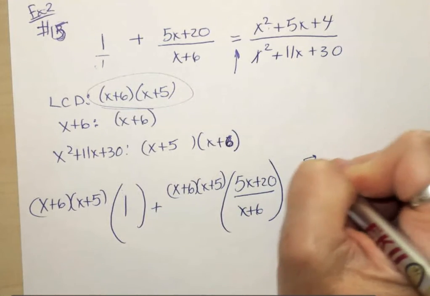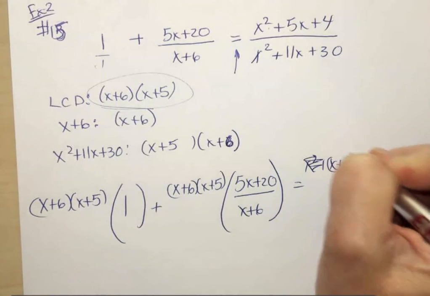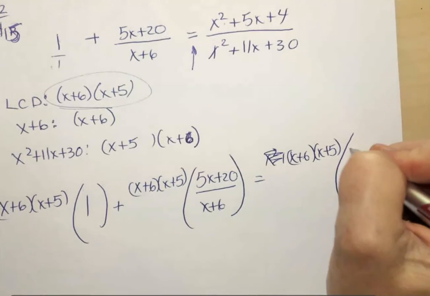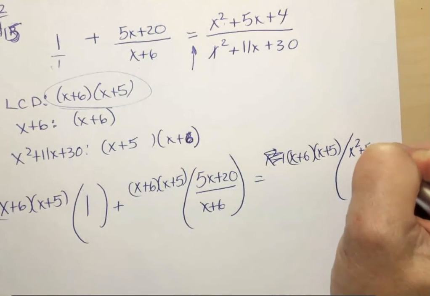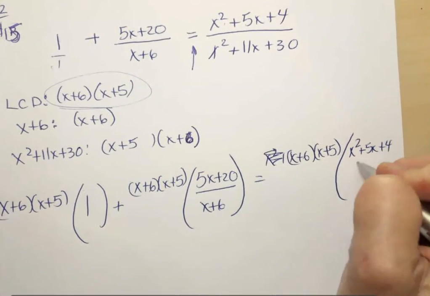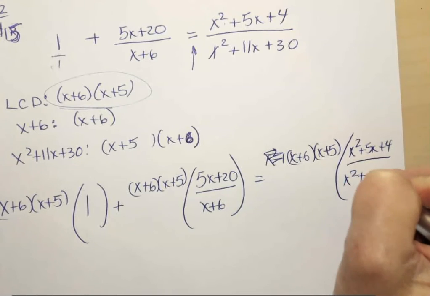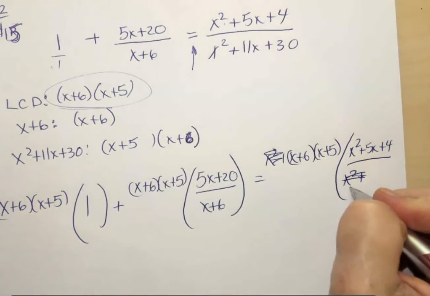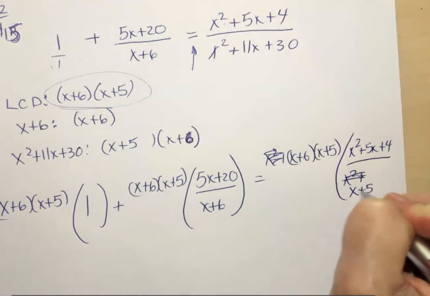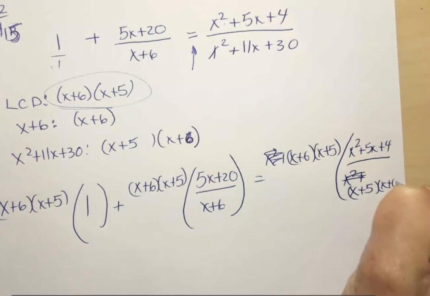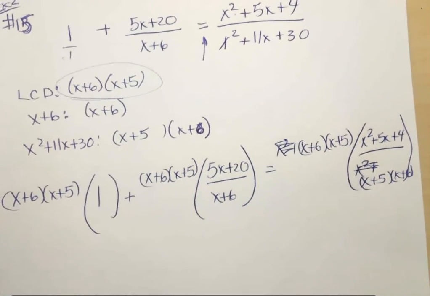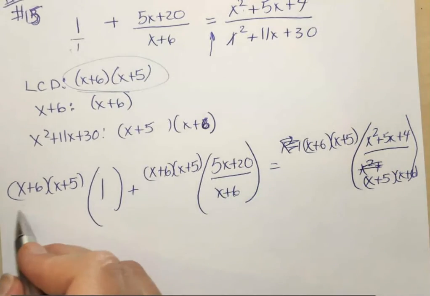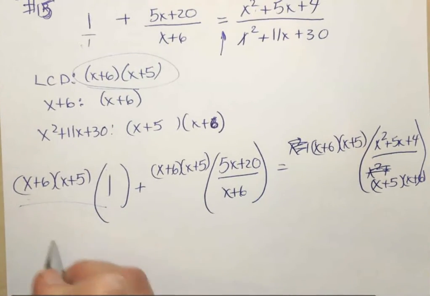That should be x plus 6 times x plus 5. And then we have that big honking fraction, x squared plus 5x plus 4 over... Actually, rather than writing x squared, I already factored it. It's x plus 5 and x plus 6. So we're just going to write it like that. Makes it easier to cancel. All right, nothing cancels out here. So I'm going to go ahead and just multiply that out.